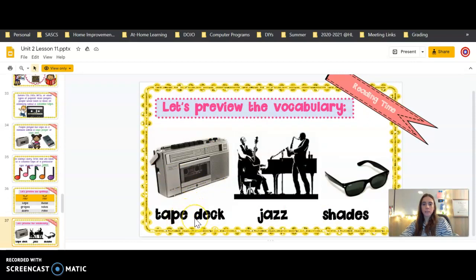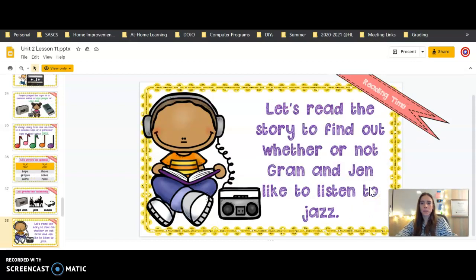Say tape deck. This is how we used to play music back in the day, but now you probably just listen to music on a cell phone or the computer or the iPad. So different. Say jazz. Jazz, again, like we said, is a type of music that's played with instruments. Here's a saxophone, maybe a cello, I'm not really sure. Here's a man playing the piano. It's all music. Say shades. Shades are another name for what? That's right, sunglasses. Nice work.